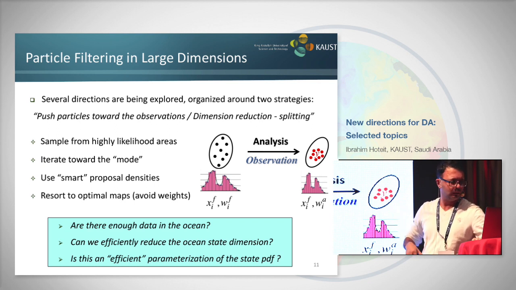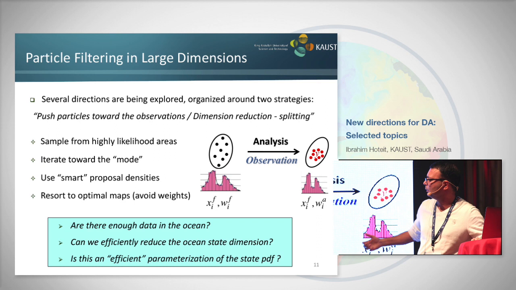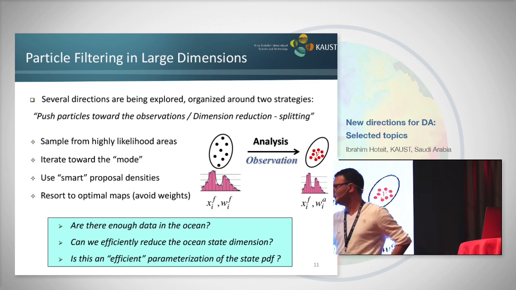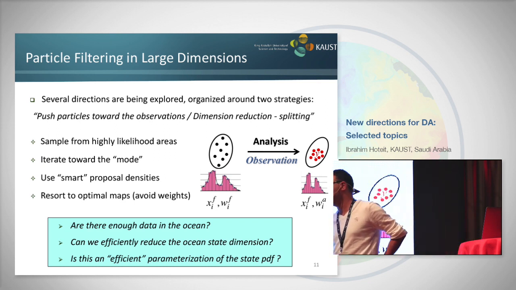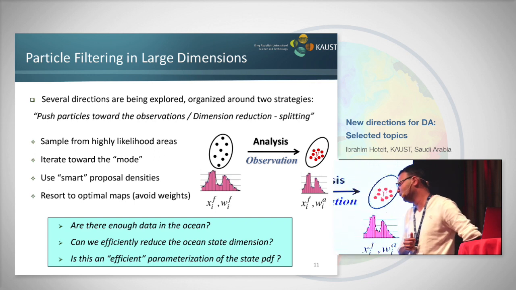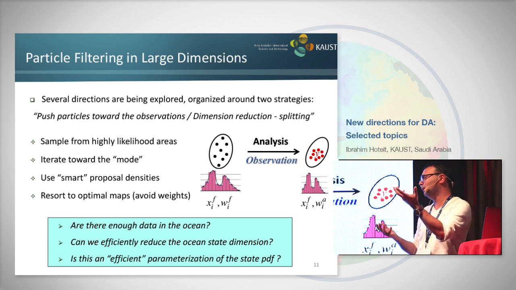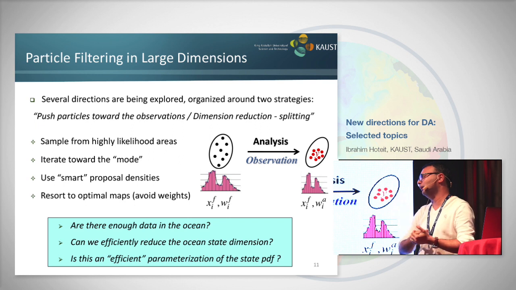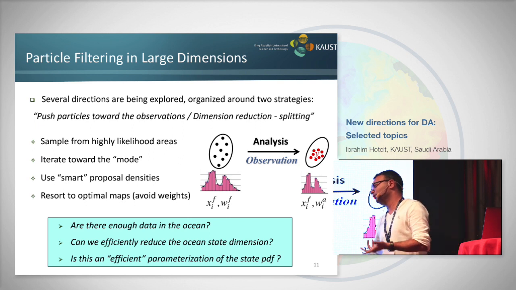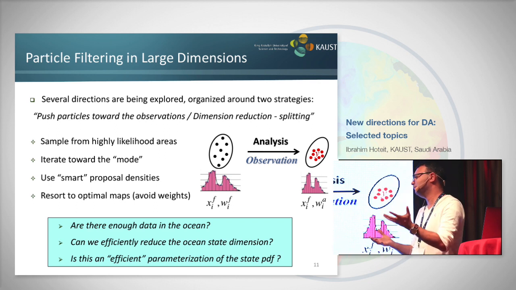So there is a lot of research on it. And the question is, you have non-Gaussianity, but it's not only about representing non-Gaussianity, but whether you have enough data in the ocean to exploit this non-Gaussianity. So this is still something, the interplay between what's available in data to exploit this non-Gaussianity. Can we efficiently reduce the ocean state dimension?